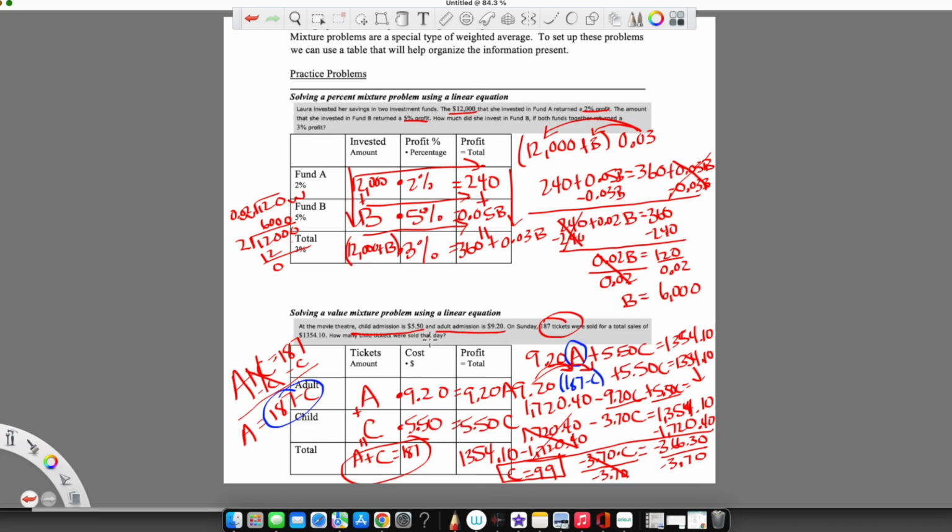The box didn't fully work, but it worked for most of it. It was just that bottom piece here for the tickets and the cost. That was a little different. All right, so that was our first experience with mixture problems.